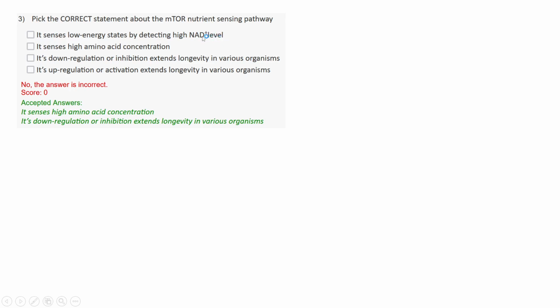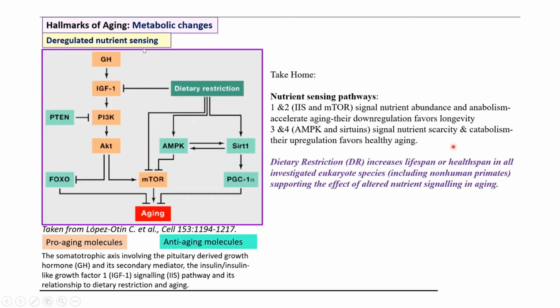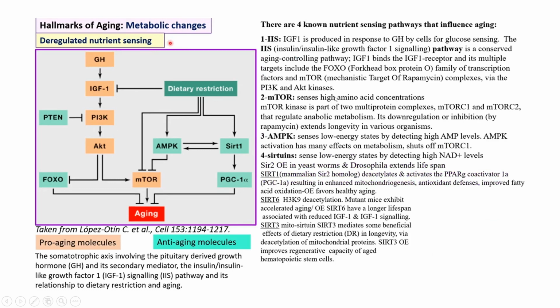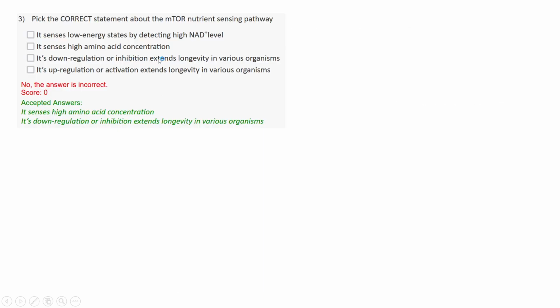The high energy plus level is sensed by the sirtuins. Sirtuins sense high energy plus level in the anti-aging process. Next, it senses high amino acid concentration. So yes, we discussed over here that mTOR senses the high amino acid concentration. And its downregulation extends the longevity. So mTOR downregulation will extend the longevity in various organisms. So these two options are correct, option number second and third, both are correct in this case.